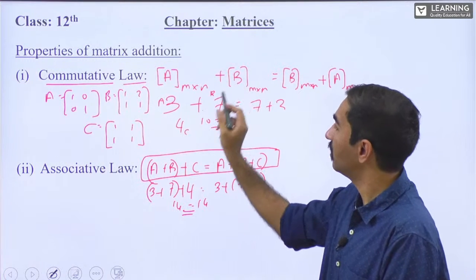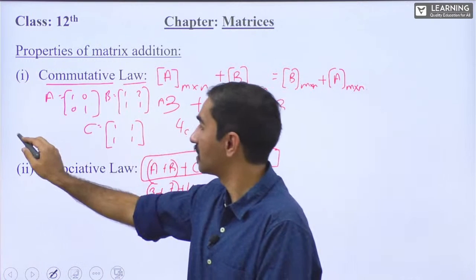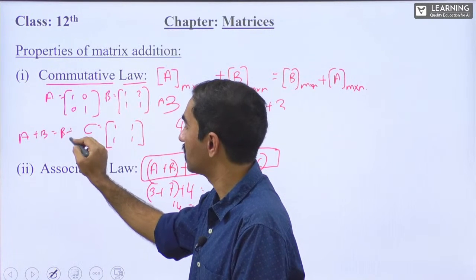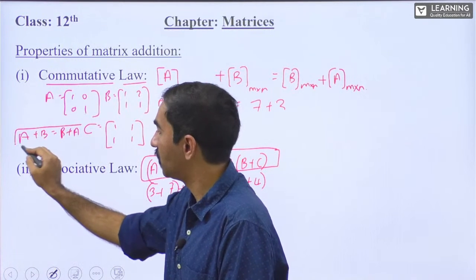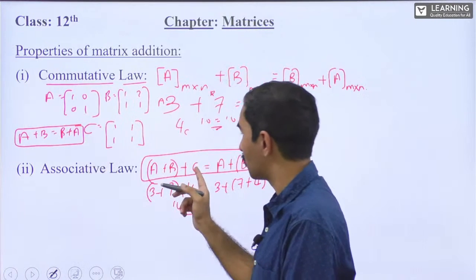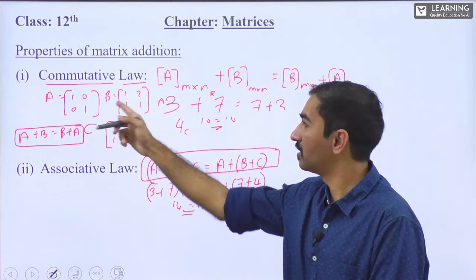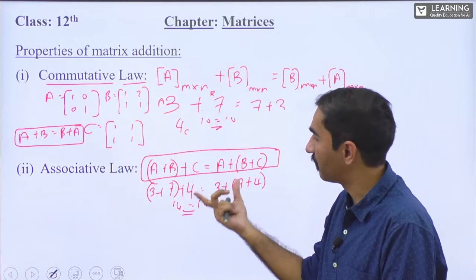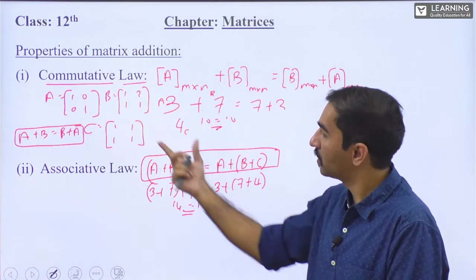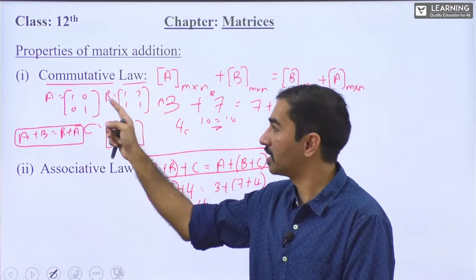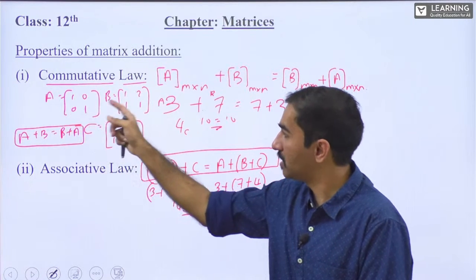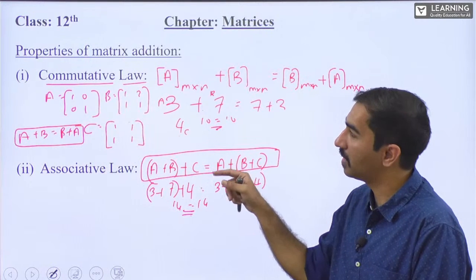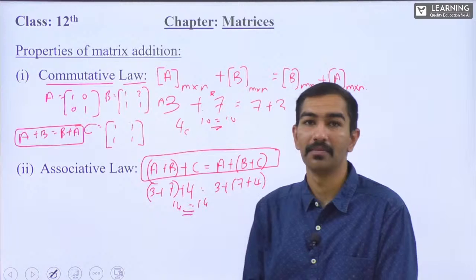What is the commutative law? The commutative law is given like this: A plus B equals B plus A. So this is the commutative law, and this is the associative law. For example, I have written 3 matrices here. You can try this, students. I am only explaining with the help of numbers, so you can try this with the help of matrices. I have written the examples here. So check A plus B plus C, which will definitely be equal to A plus B plus C with the other grouping.